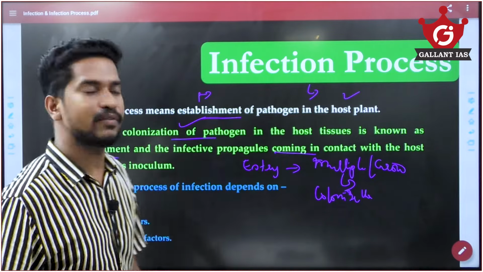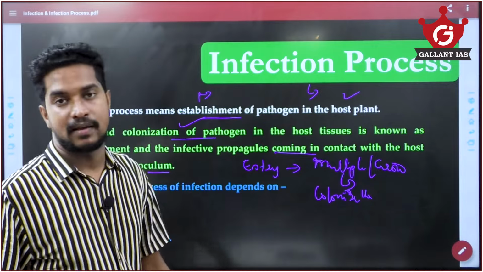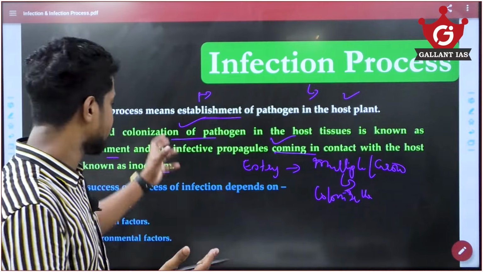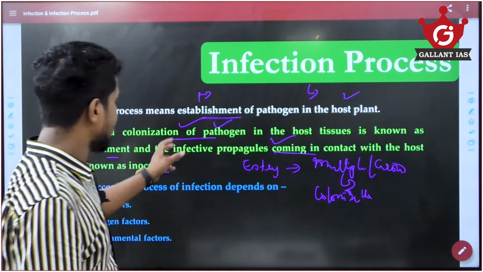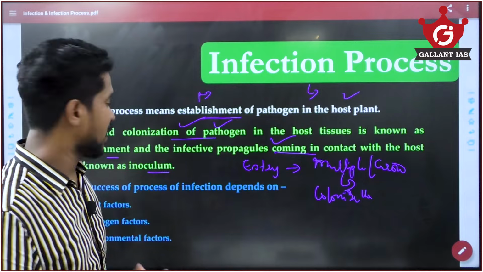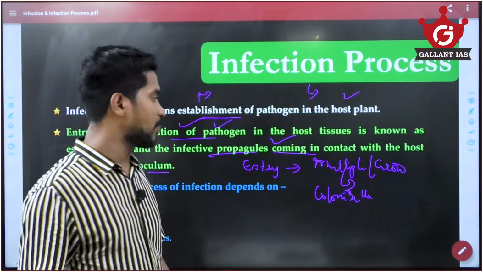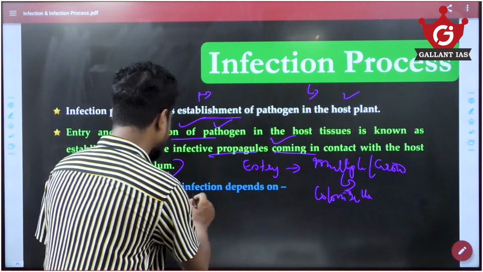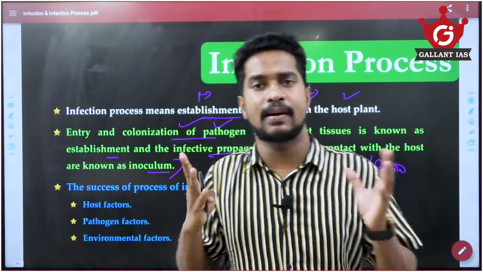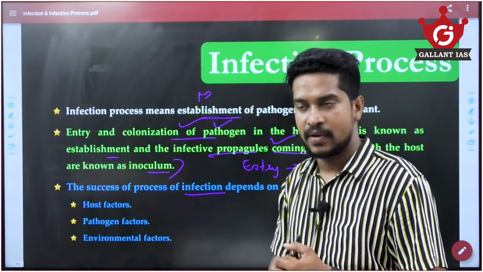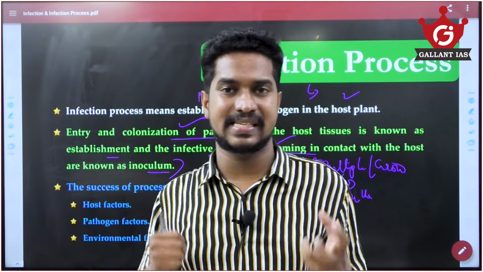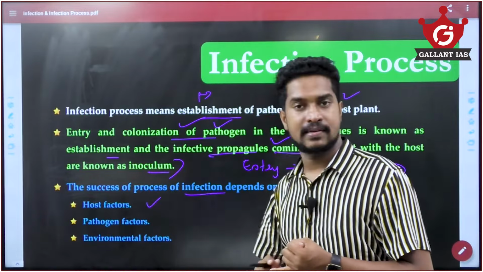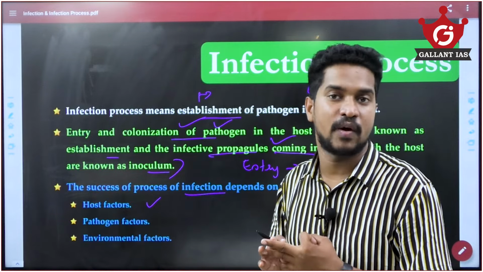Infective propagules coming in contact with the host are known as inoculum. The success of the process of infection depends upon three factors: the host factors, pathogen factors, and environmental factors.